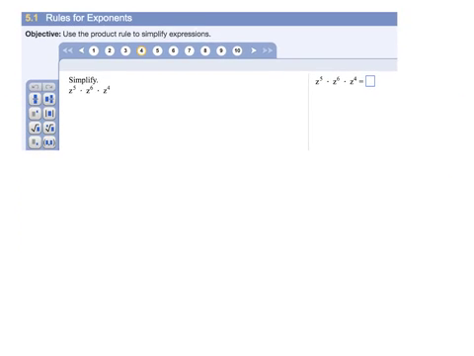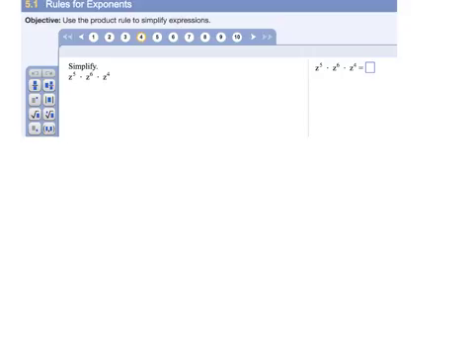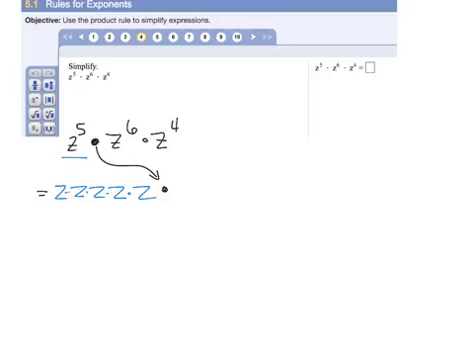All right, more of the same. So we're going to start off by writing our problem. z to the 5th times z to the 6th times z to the 4th. And this time I'm going to go down because I need the room. So this is going to be z, z, z, z, z. So that part is z times z times z times z. And then we have times, that's this times right here. And then we have z to the 6th power. So that's going to be z, z, z, z, z, z. And those are all being multiplied.